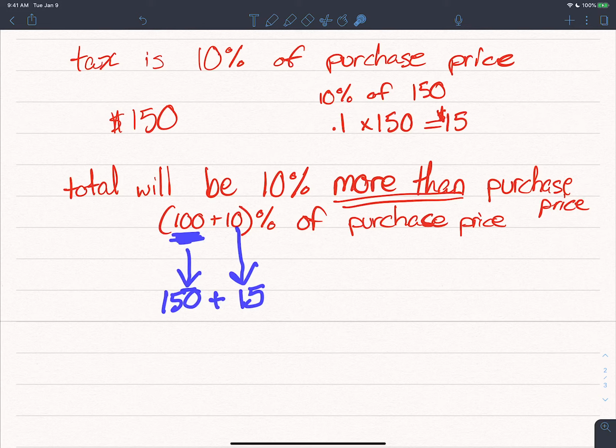Right? That's what you're doing. What you pay plus the tax. And what you end up getting out is 110% of your purchase price. Right? So that's what we're doing here when we do more than.